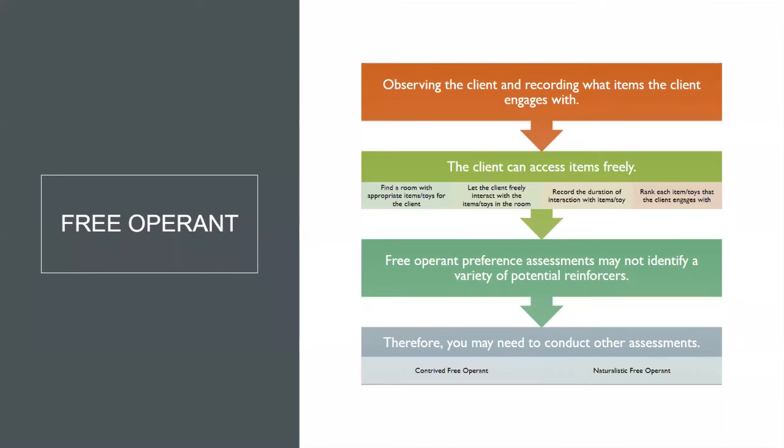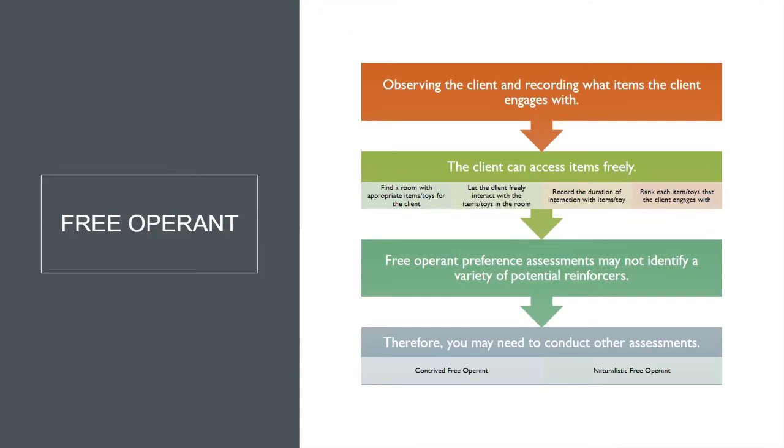Next, we are going to talk about free operant. This is where you could observe your client within their natural environment and record what items the client gravitates toward and engage with. This is an observation where the client can freely access any of the appropriate items in their environment. During your observation, let your client freely interact with the toys or items in the room to see which ones they show interest in by gravitating toward those items and engaging with them. Pay close attention and record the duration of interaction that your client has with each toy or item. It is handy to keep a stopwatch or timer on you so you can accurately record the duration.